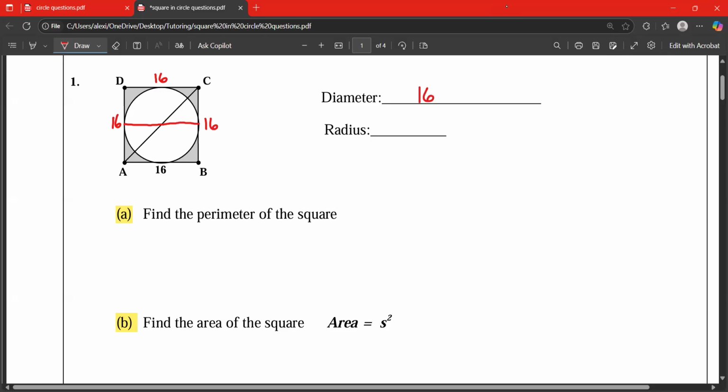They don't have any units, so let's just give it some units. Let's call it inches, okay? Well, if the diameter is 16, what is the radius? Well, we know the radius is half the diameter, or diameter divided by 2. So half of 16, or 16 divided by 2, is 8. So that's 8 inches. All right, now using a diameter of 16 and a radius of 8, and the sides of the square being 16, let's see if we can calculate some things.